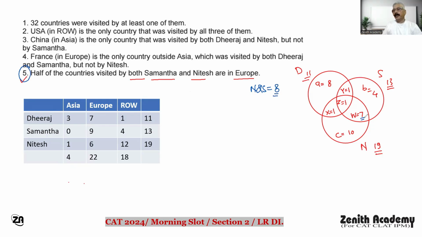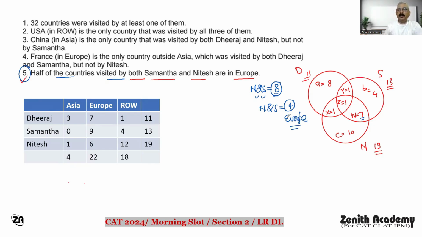8 countries. 7 countries where Nitesh and Samantha went, Dheeraj was not present. But in this case, Dheeraj is present. So what matters here? This country will be considered as with Nitesh and Samantha. So the total countries visited by Nitesh and Samantha is 8. And half of the countries visited by both Samantha and Nitesh are in Europe. It means they visited 4 countries in Europe together.